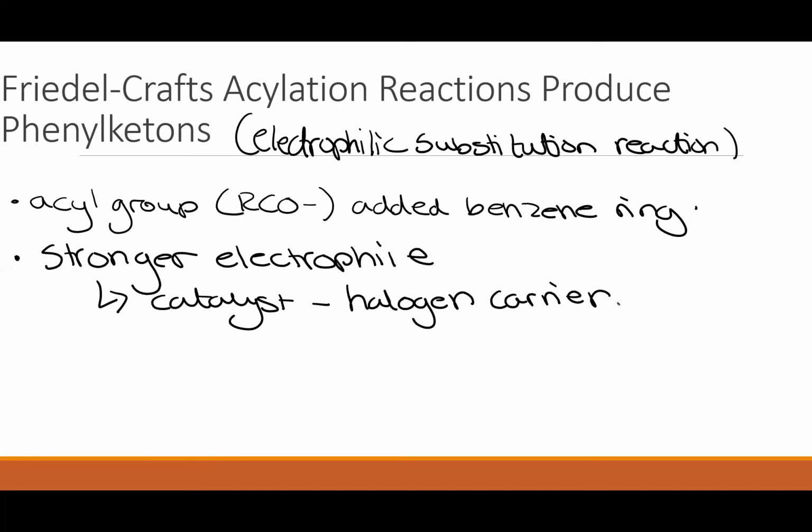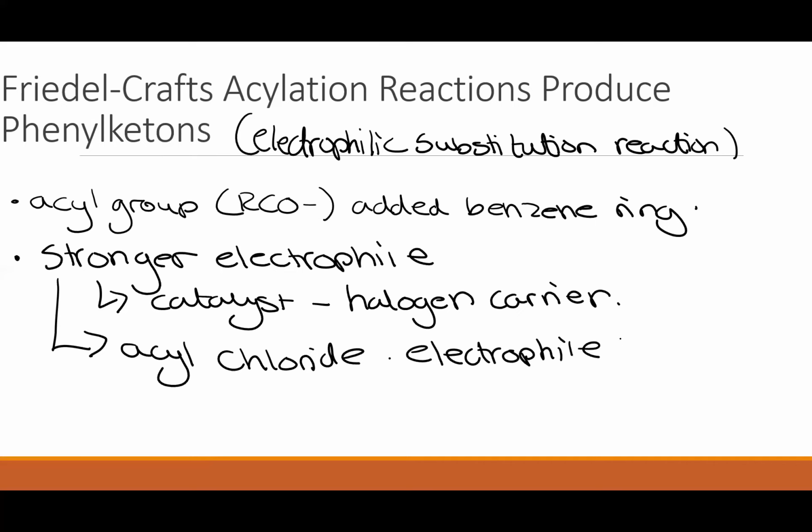Friedel-Crafts acylation uses an acyl chloride as an electrophile. So our electrophile is going to be our acyl chloride, and a halogen carrier as well. Often the halogen carrier in this situation would be something like aluminum chloride. So let's have a look at how a halogen carrier can make an electrophile stronger.